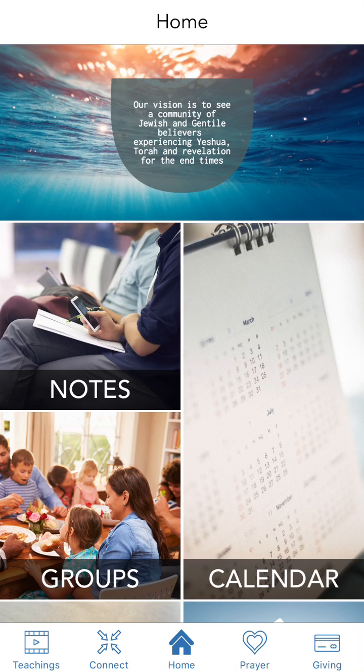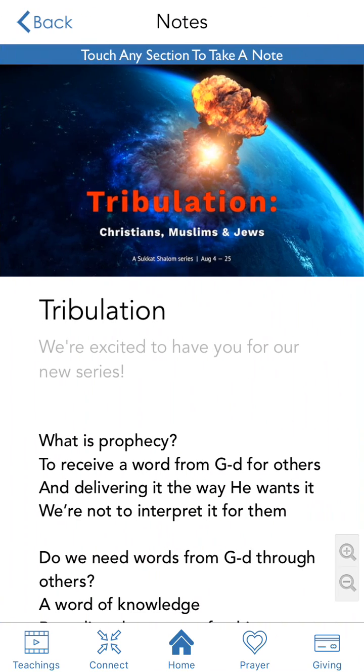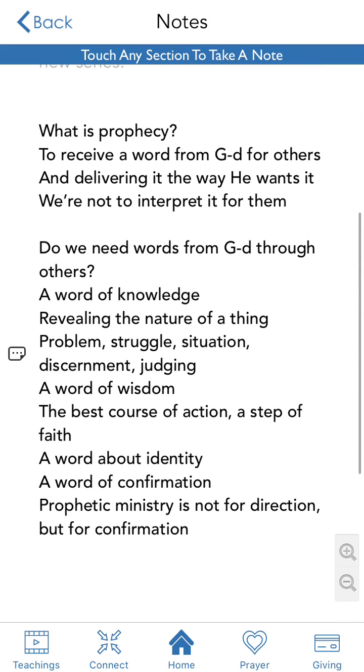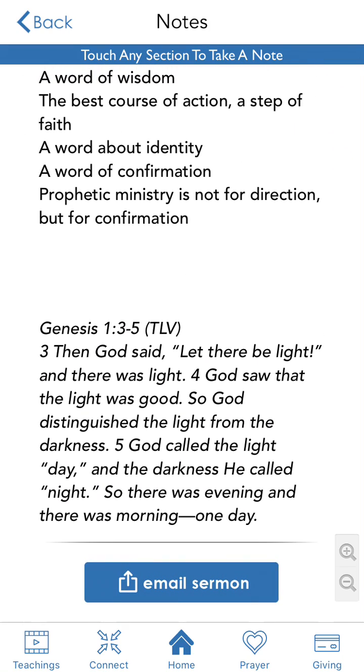First of all, you see notes. I'm going to go ahead and press the notes tile there on the left in the middle, and that's going to take me into sermon notes. And you can see here we have the sermon series graphic for the current sermon series, and below that we have an outline for the message this week. And above the sermon series graphic, you can see it says touch any section to take a note. So not only do you have this really nice looking outline, but you also have the ability to take your own notes on any section.